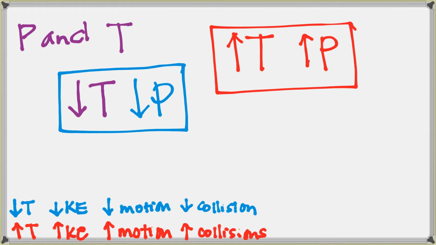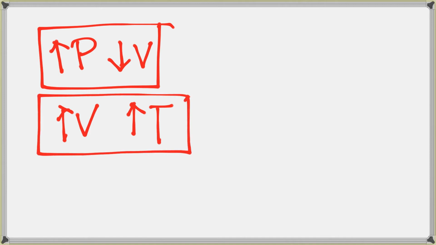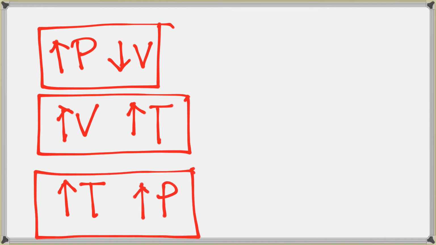All right. See that? So, given those three relationships, let's write that down again. Relationship between pressure and volume: increase in pressure, decrease in volume. They're opposites. Increase in volume, you get an increase in temperature, directly proportional. And then an increase in temperature results in an increase in pressure. Okay, right there. So let's put this in equation form.